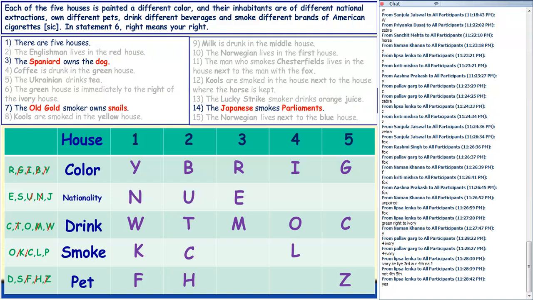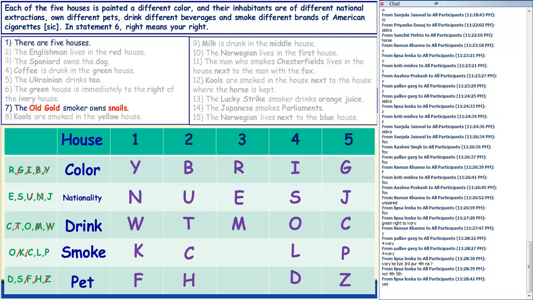ठीक है. The next statement. The Japanese smokes parliament. So Japanese और parliament के लिए एक ही बचता है. That is house number 5. Japanese and parliament. House number 5. ठीक है. And now nationality. 4 of the nationality has been fixed. So 5th nationality will be automatically the Spaniard. Spaniard owns a dog, so Spaniard and dog, house number 4. And the last one now.